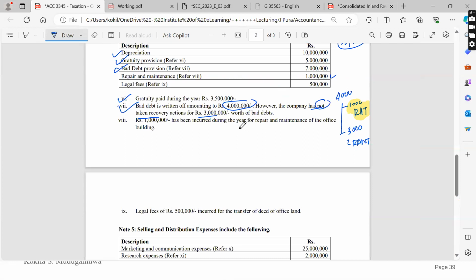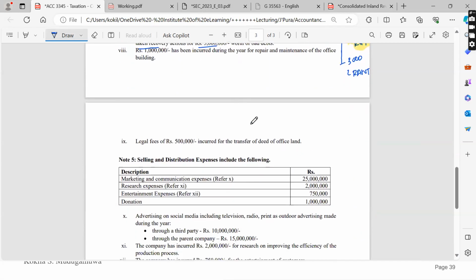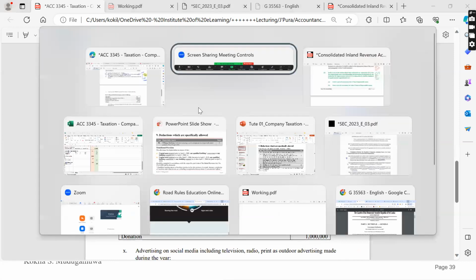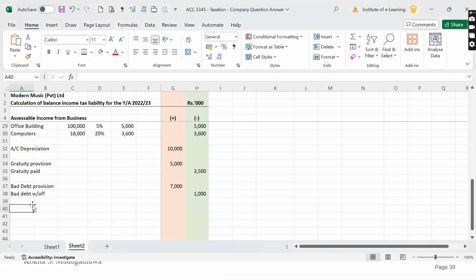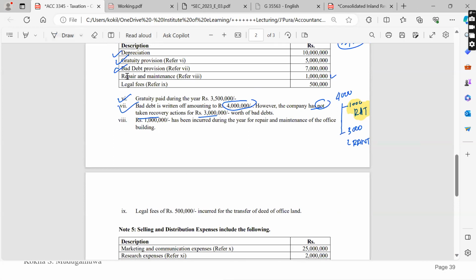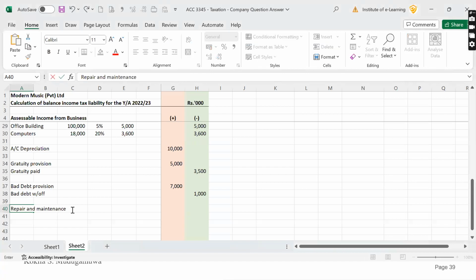Here, fortunately, we have repair and maintenance only. If repair and maintenance only is there, we have to do nothing. No need to do anything. You just show your knowledge by taking repair and maintenance. For repair and maintenance, no adjustment required, since there is no improvement.